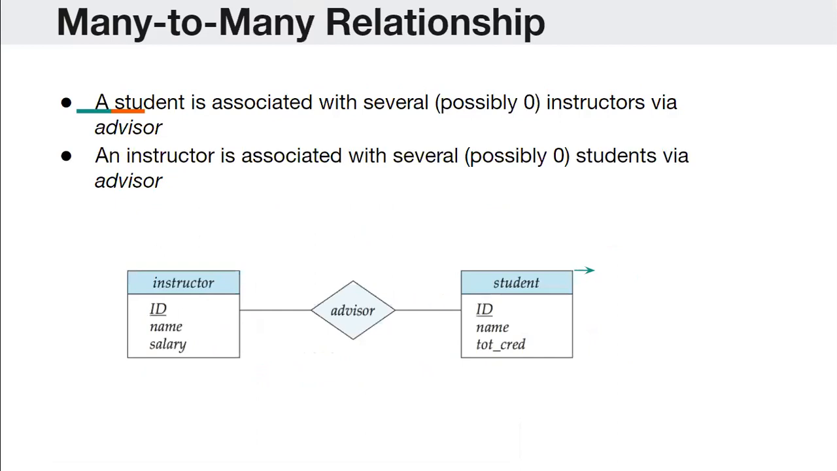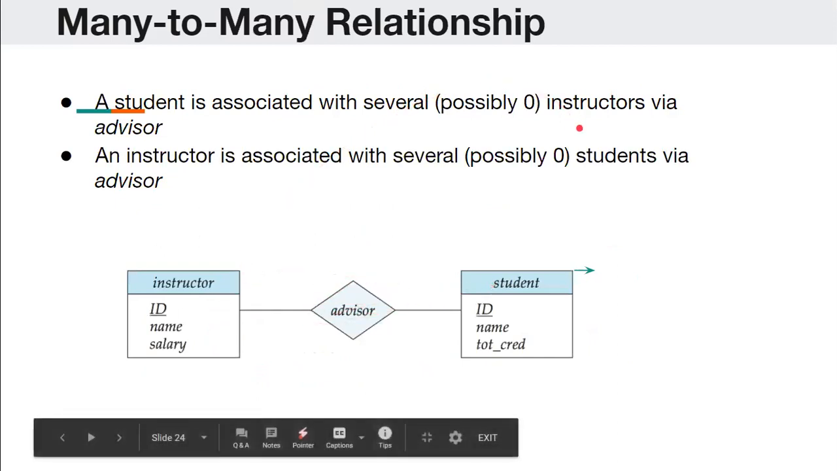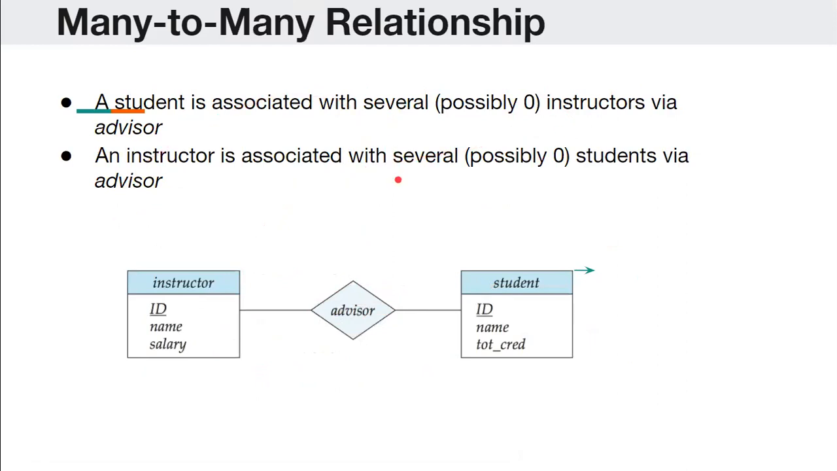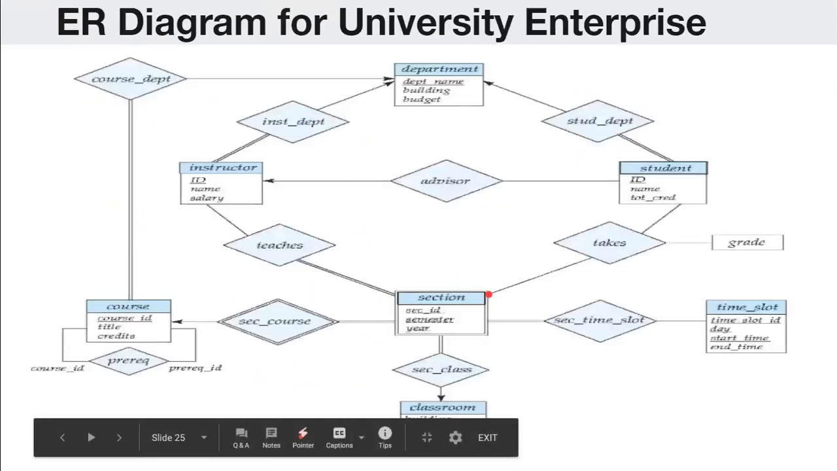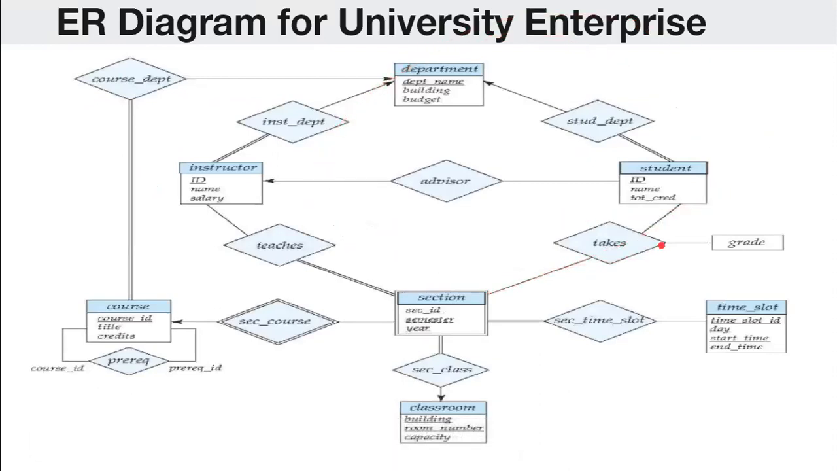And if we talk about many to many, then there is no directional arrow. It says a student is associated with several instructors via advisor, and an instructor is associated with several students via the relationship advisor. This is the one full-fledged diagram for the association.